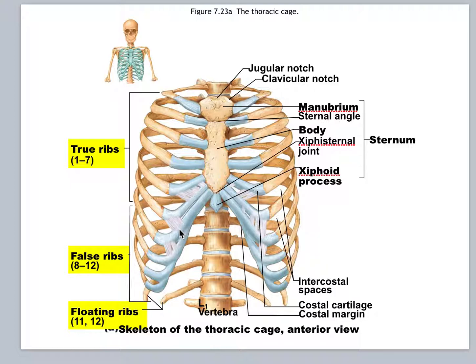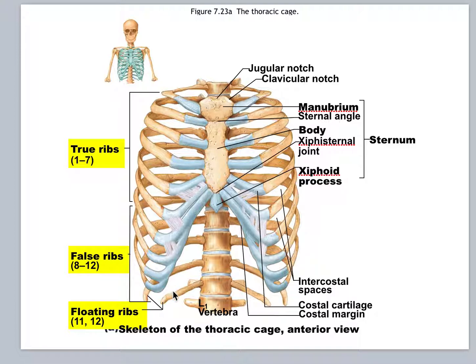Below that are the false ribs, 8 through 12. And these are false ribs because they don't have a unique connection to the sternum. They piggyback onto the cartilage above. So this piggybacks up to the cartilage above here. This piggybacks up to the cartilage above here. This piggybacks up here. So they hitch a ride with the cartilage on the rib above them. So they're called false ribs for that reason.